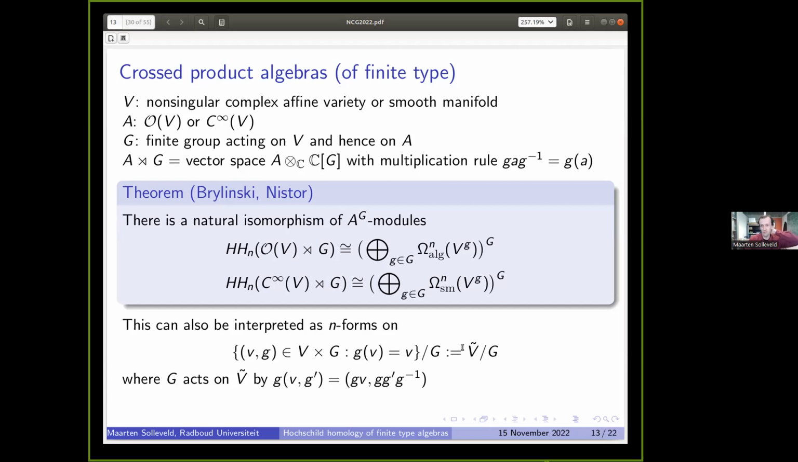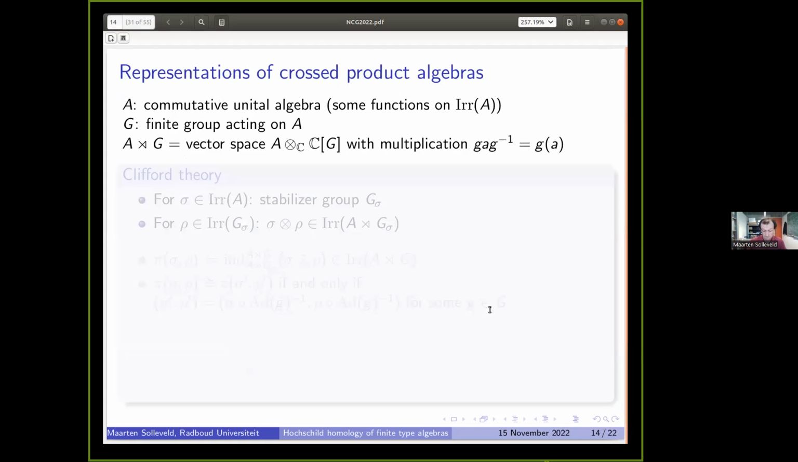But I do want to compare this to representation theory, and in particular this final space here on which we take differential forms. We saw a few sheets ago that the Hochschild homology in degree 0 tells us something about irreducible representations. And let's analyze the irreducible representations here, because that's not difficult.